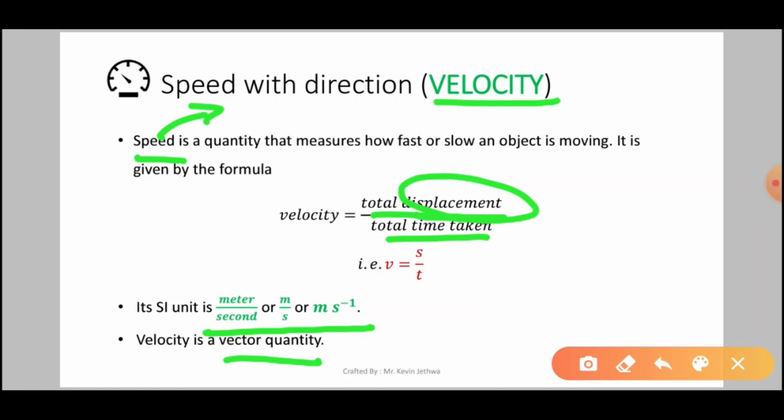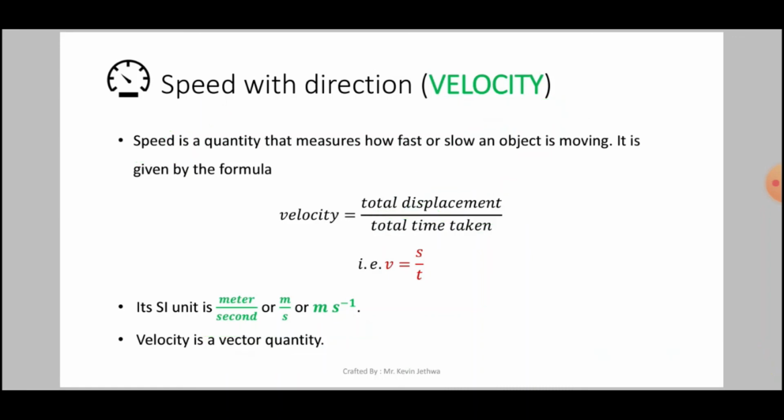So what is the difference between a scalar quantity and a vector quantity? A scalar quantity is the one which does not require a direction, that is the speed, but the speed with the direction is velocity, which requires the direction, because its formula states total displacement upon total time taken, and displacement is a quantity which requires the direction. So velocity is a quantity which requires direction, and hence it is a vector quantity.